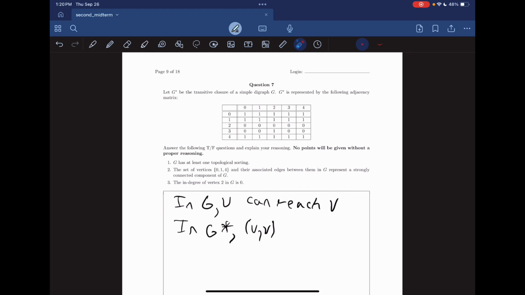And so because there is an edge from 4 to 2 in G star, that means that in G, 2 is reachable by 4. If you start in 4, you can find a path to get to 2 in G. And so that means that in G star, we have an edge from 4 to 2. So let's use that to try to answer some of these questions.